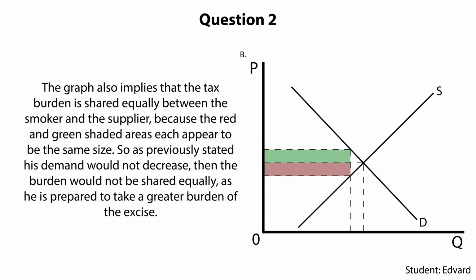This graph also implies that the tax burden is shared equally between the smoker and the supplier, because the red and green shaded areas each appear to be the same size. As previously stated, his demand would not decrease that much, so the burden would not be shared equally, as he is prepared to take a greater burden of the excise.